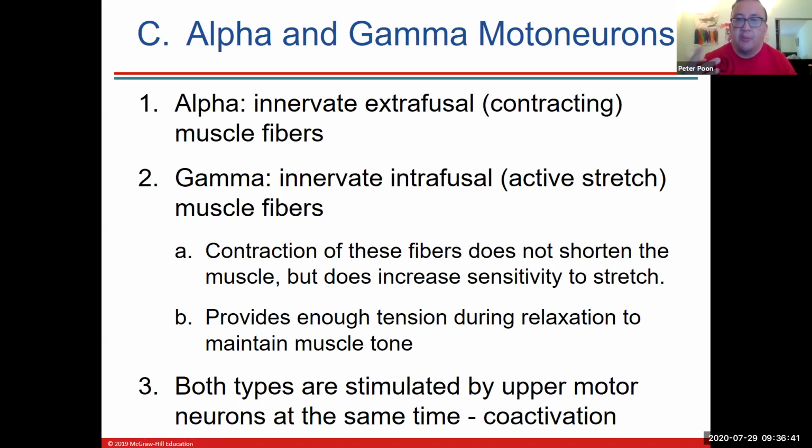You have two types of motor neurons: alpha fibers and gamma fibers. Alpha fibers contract muscle fibers. Gamma fibers are active stretch fibers. Contraction of these fibers doesn't shorten the muscle, but increases sensitivity to stretch.